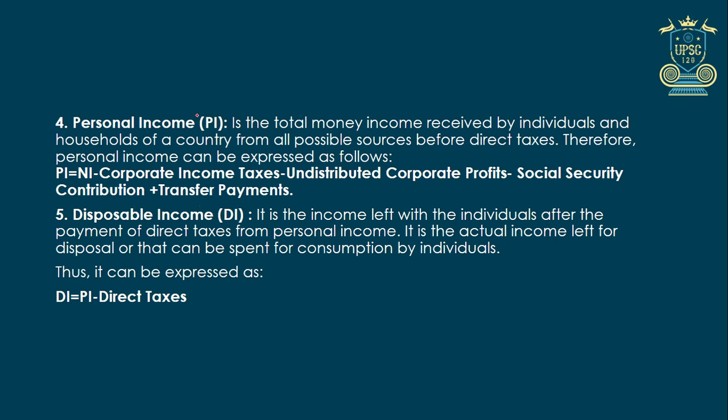Now if we reduce the direct taxes from that personal income, we get disposable income. So what is disposable income? Disposable income is the actual money in your hand which you can spend. It is the income left with the individual after the payment of direct taxes from personal income, that can be spent for consumption by the individual. So disposable income is personal income minus direct taxes.